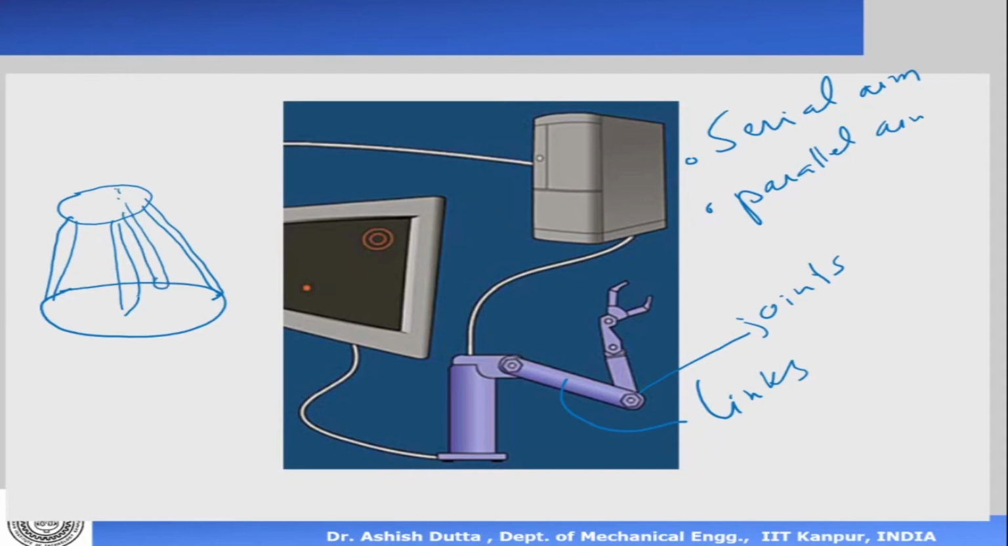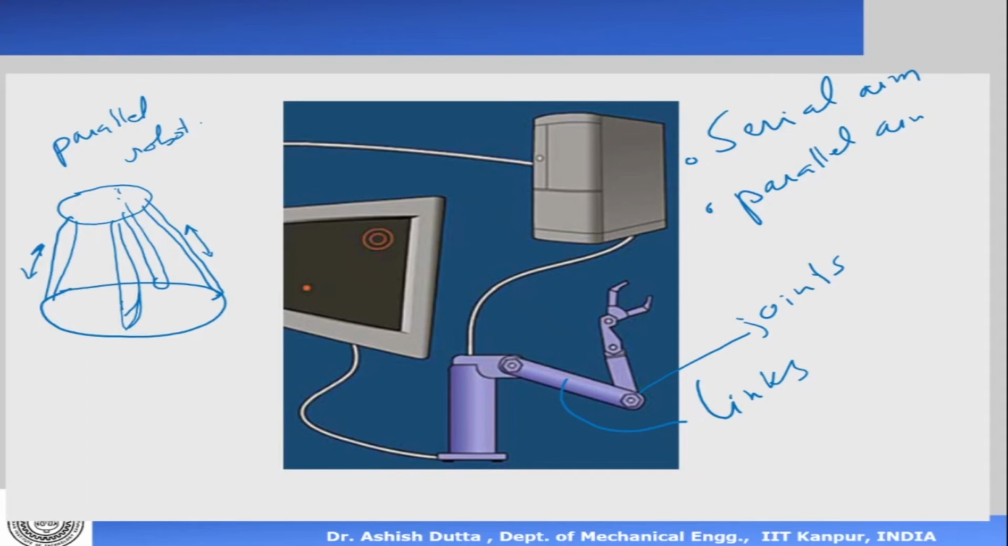Okay. Now let's say this can move up and down like this. These are prismatic joints, but both ends are fixed. Now this is basically a parallel robot. So this is a parallel robot where both the ends are fixed. But it can still move.